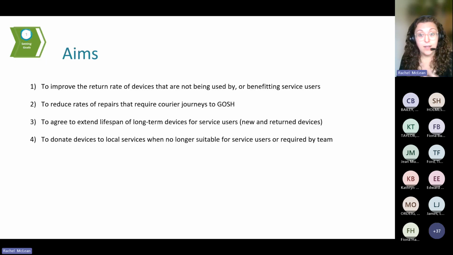So they set four more specific aims. So first, to improve the device return rate for unused devices, to extend the lifespan of long-term devices, which at baseline was about four years, to reduce the courier journeys to GOSH for device repairs, and also to donate devices to local SLT services. So sorry, speech and language therapy SLT services when they're no longer suitable for service users or required by the team.